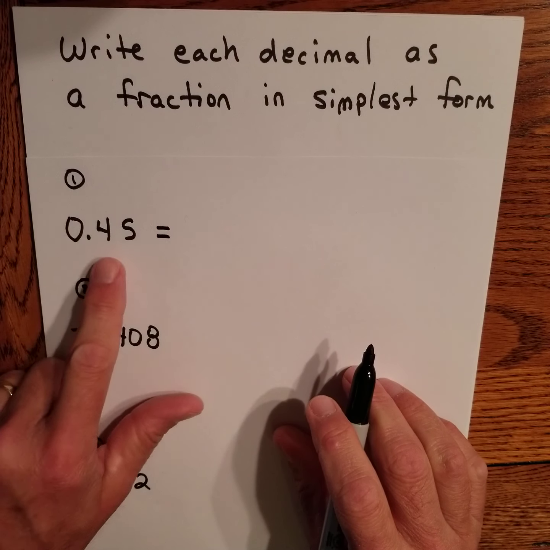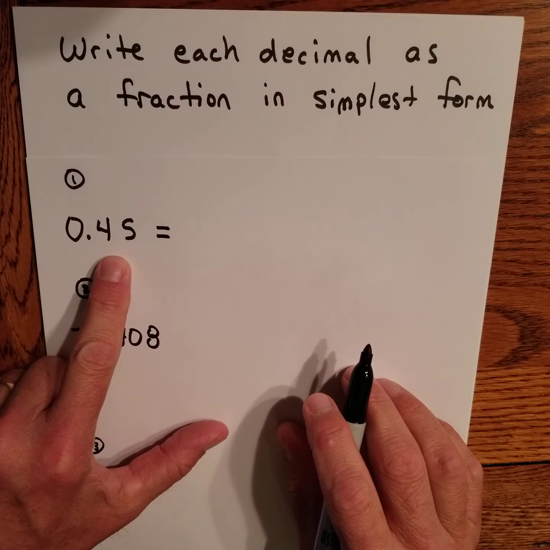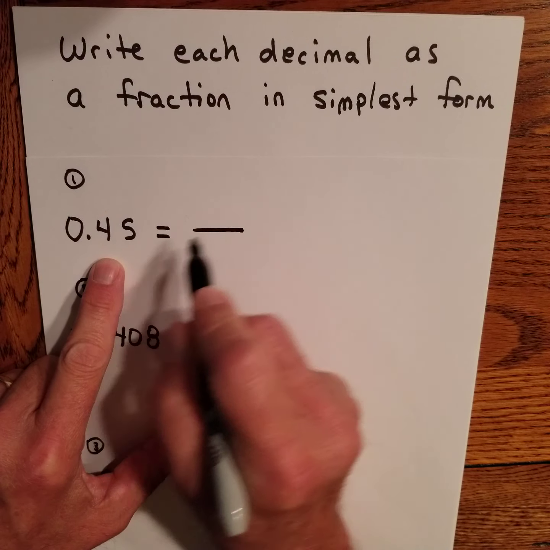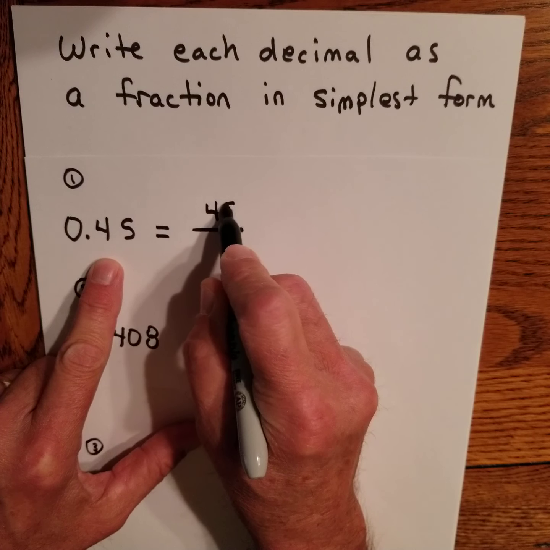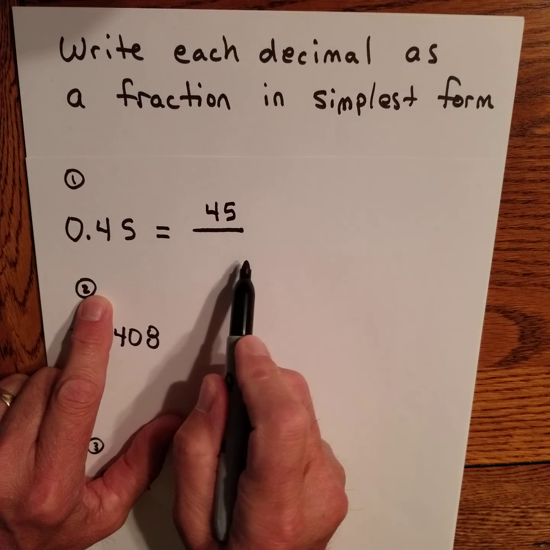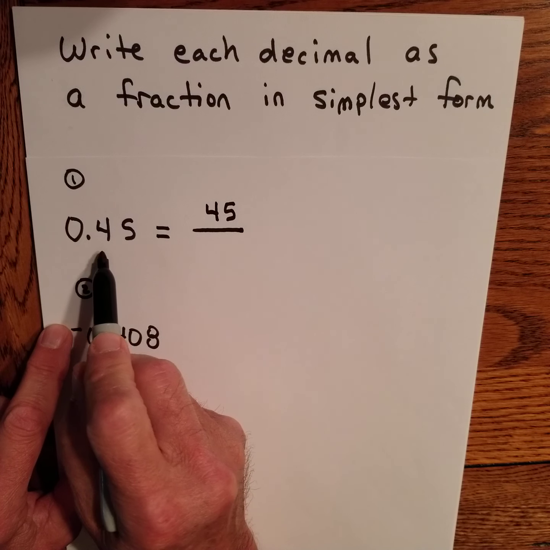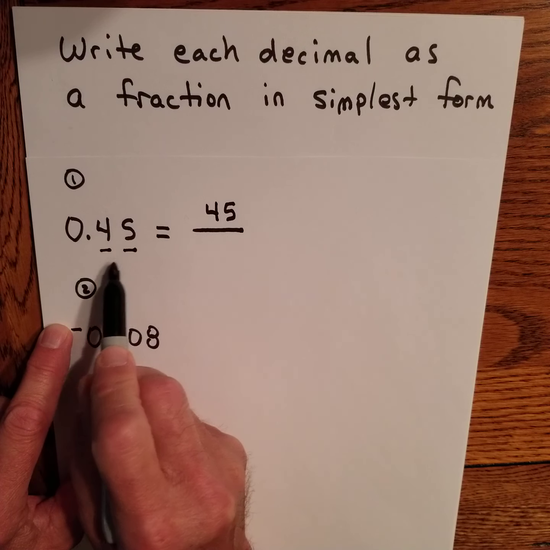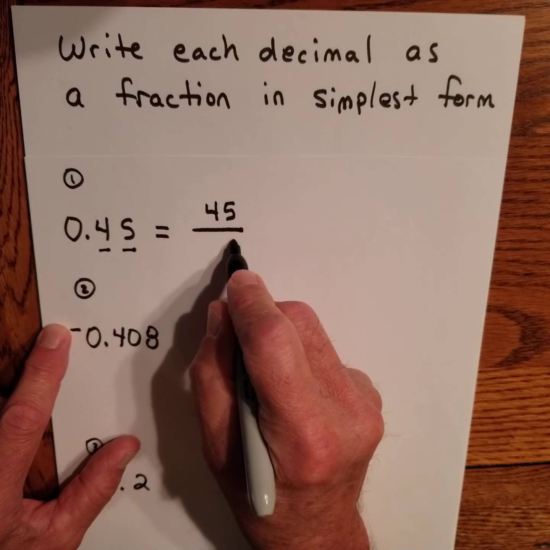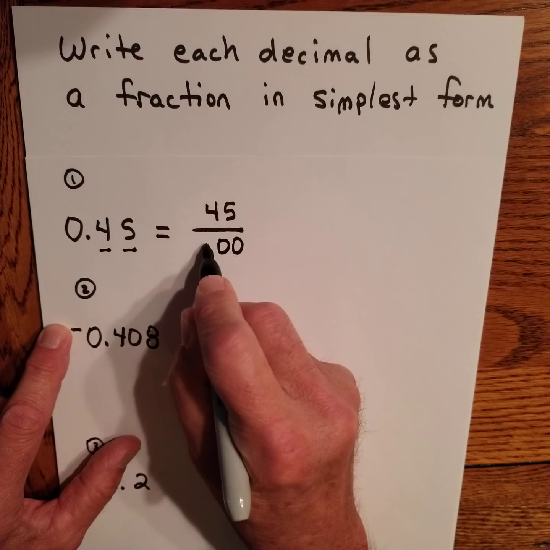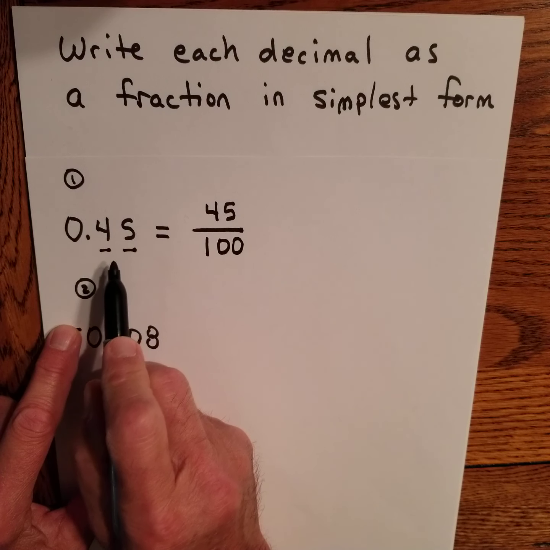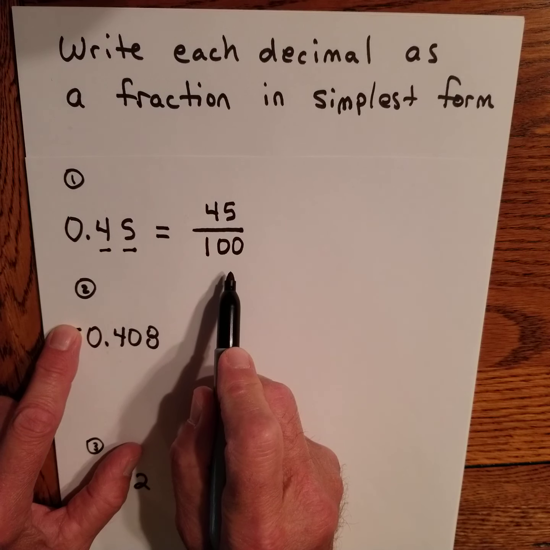If my decimal is 0.45, or 45/100ths, we'll change it into a fraction by putting the 45 in the numerator. In the denominator, count the number of decimal places behind the decimal point. There are 2 places behind the decimal point, so there should be 2 zeros in my answer. 0.45 is 45/100ths, written this way.